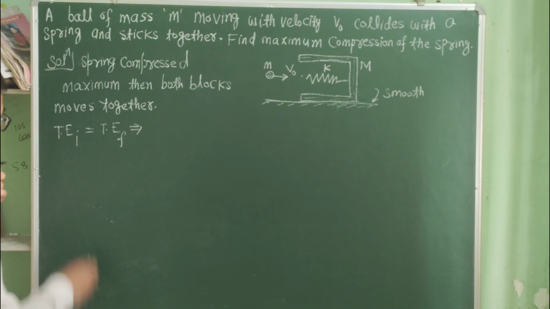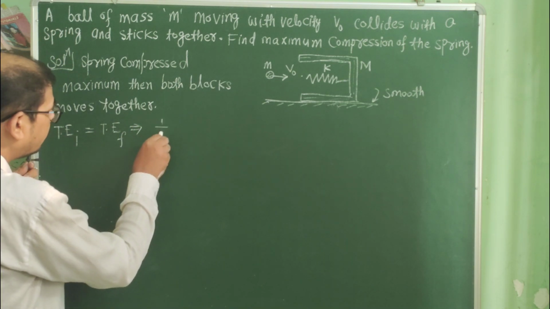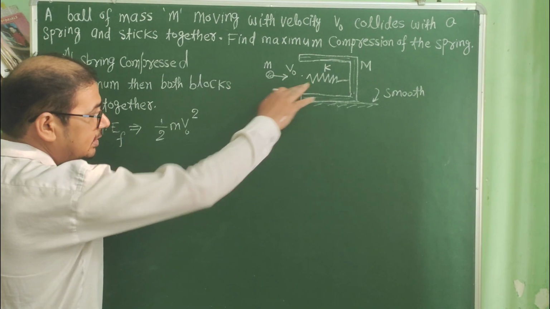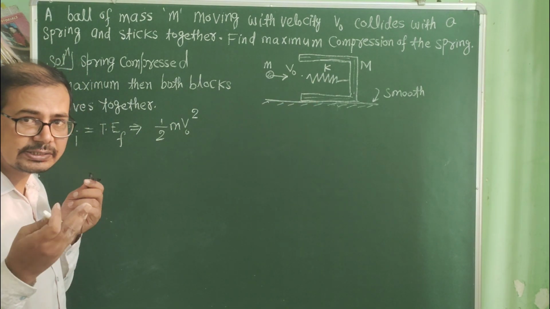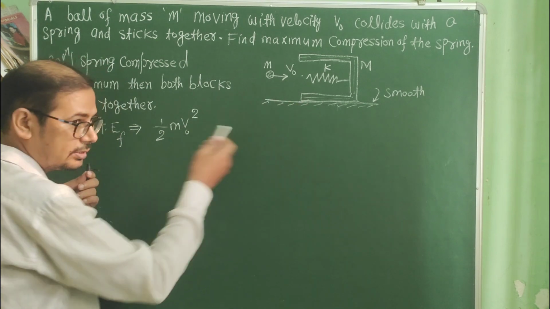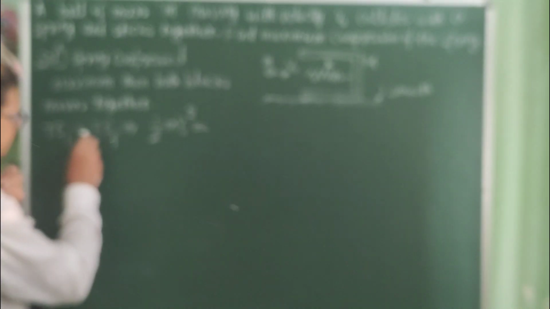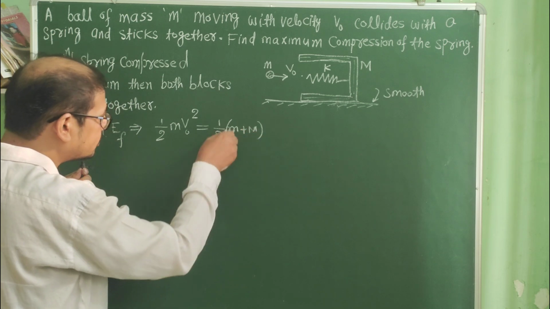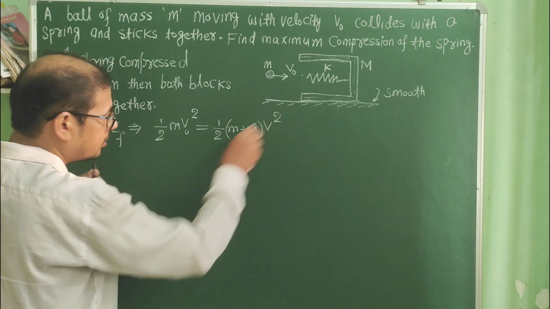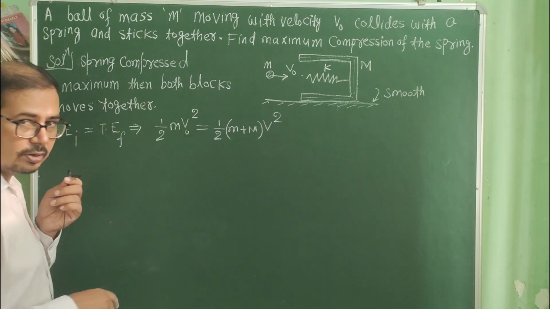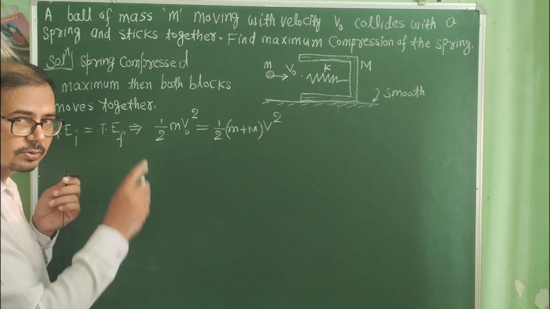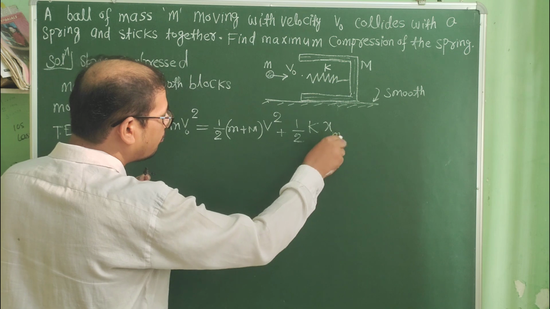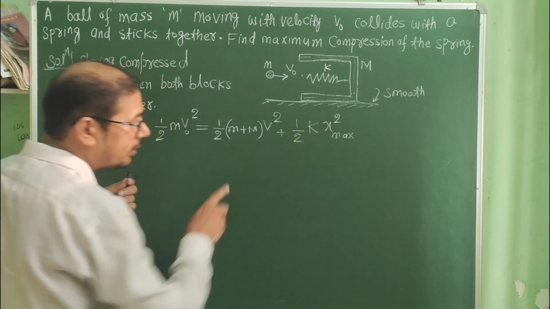Conservation of energy. Total energy initial is 1 by 2 m v naught square, only kinetic energy. The spring potential energy is initially 0 because the spring is in an unstretched state and the block is at rest, so energy 0. Finally, the energy is 1 by 2 small m plus capital M, both move together, times v square, where v is the velocity of both blocks after collision, plus 1 by 2 k, spring constant, times x max square, the maximum compression. We have to calculate x max.